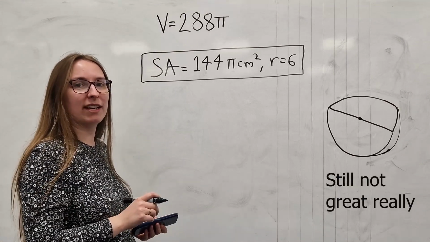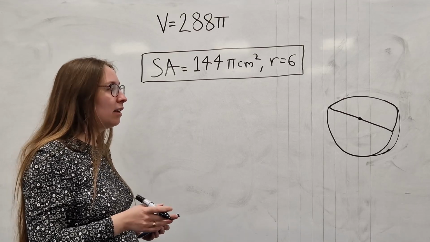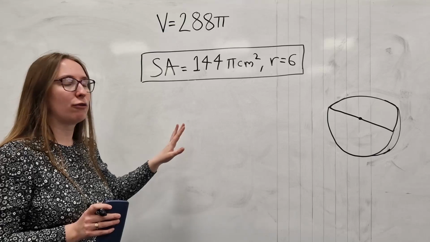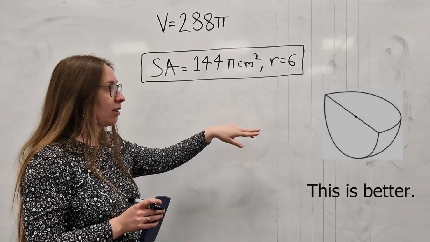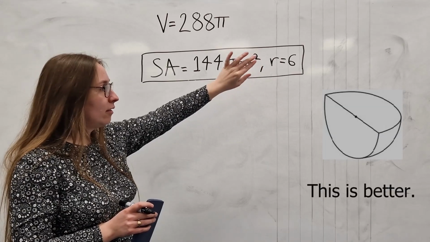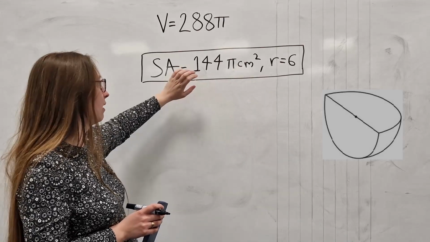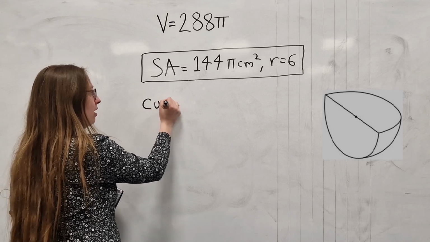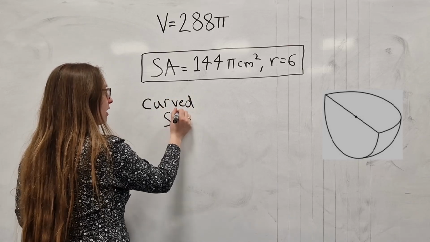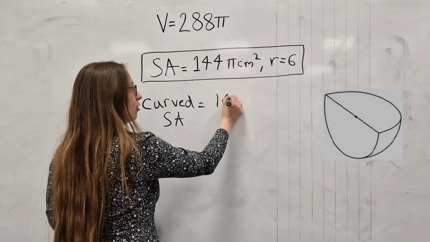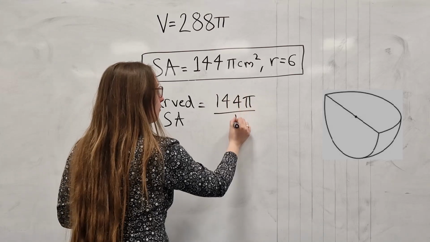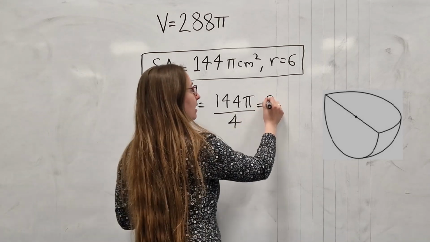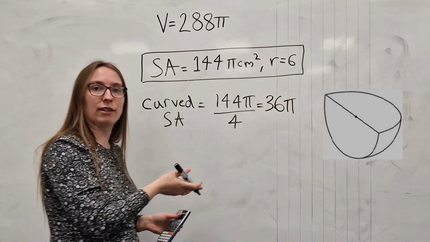So we want to find the surface area of a quarter sphere. So once again, people make the common mistake of just taking the surface area and dividing it by 4, but we can't do that. As you can notice on the diagram, the curved surface area would be the surface area of the whole thing divided by 4. So let's work that out first. So the curved surface area is equal to 144 pi divided by 4. So that's 36 pi. Okay, so that's the curved surface area.